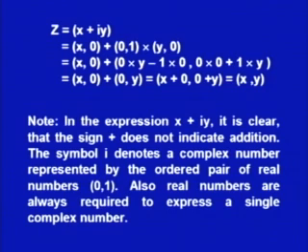So, we note here that in the expression x + iy, it is clear that the sign plus does not indicate addition. The symbol i denotes a complex number represented by the ordered pair of real numbers (0, 1), that is 0 + i·1. Also, real numbers are always required to express a single complex number.